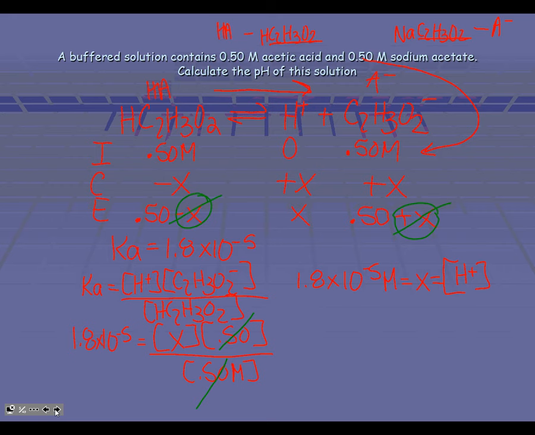Well, now all we need to do in order to find the pH is to take the negative log of this. And our pH is 4.74.